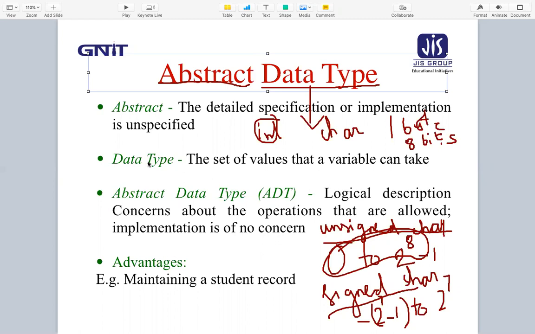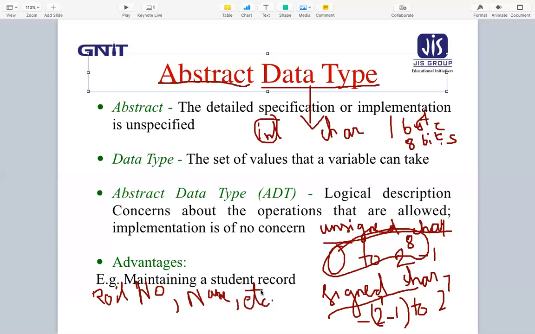What is the advantage of ADT? Let us think of the advantage of ADT. Suppose we want to maintain a student record. We are maintaining a student record which will have different fields, like maybe roll number, then name, and so on.